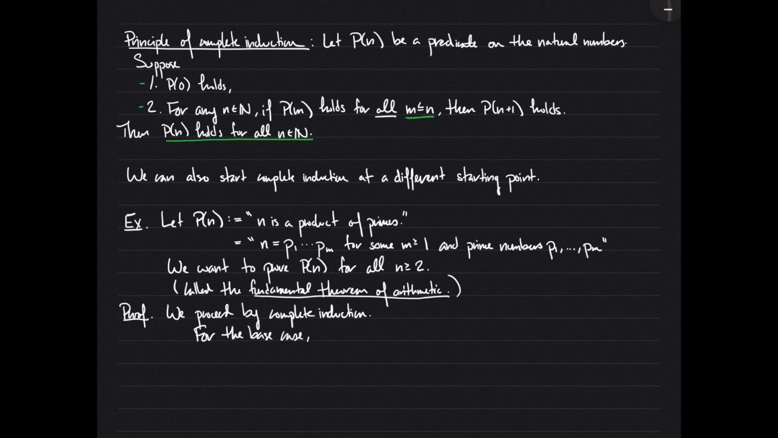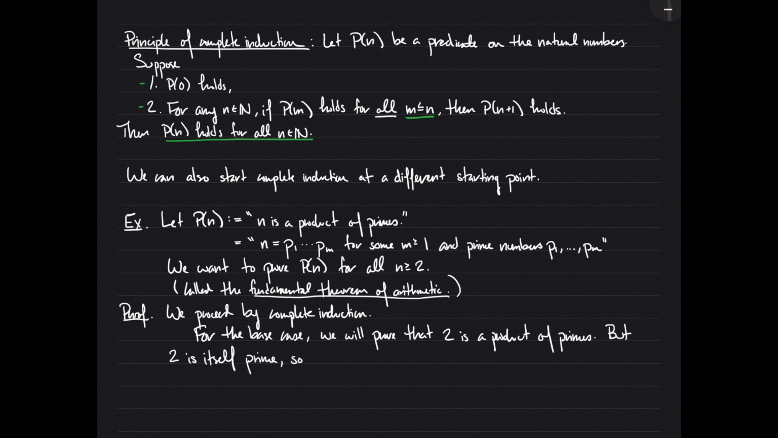we've just discussed that our base case should be P of 2, not P of 0, but P of 2. That should be the first number for which P is true. So we will prove that 2 is a product of primes. But again, we're just going to use our knowledge from middle school or something, that 2 actually is prime. Let's say, but 2 is itself prime. So it is a product of primes. It is, and sometimes a trivial product of primes.